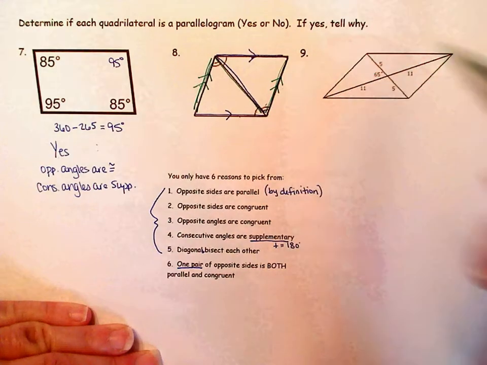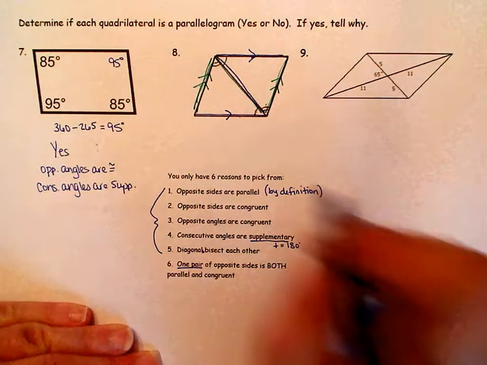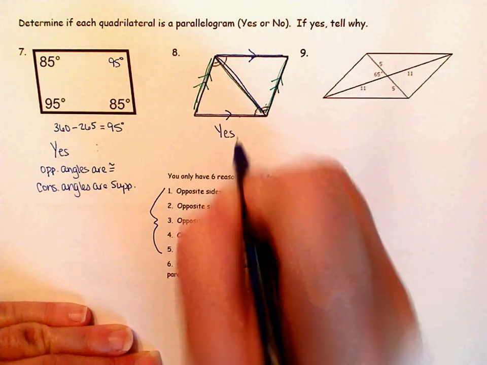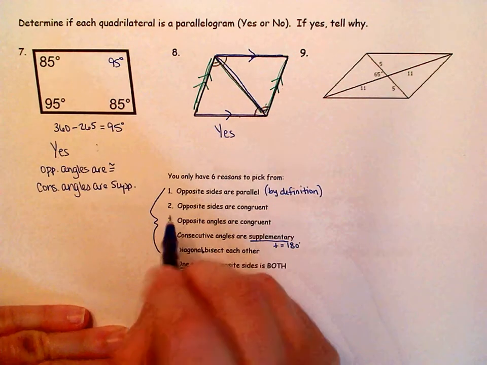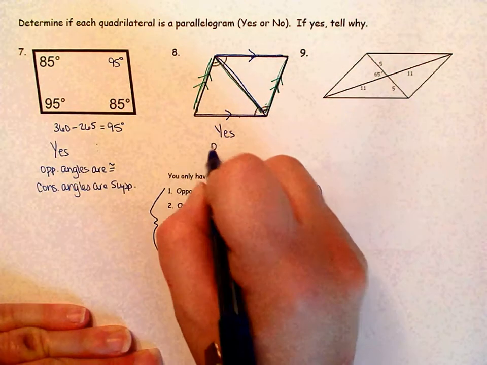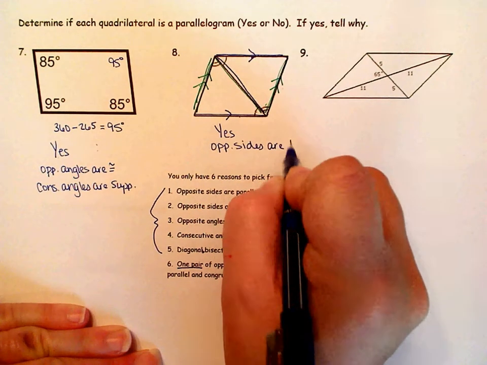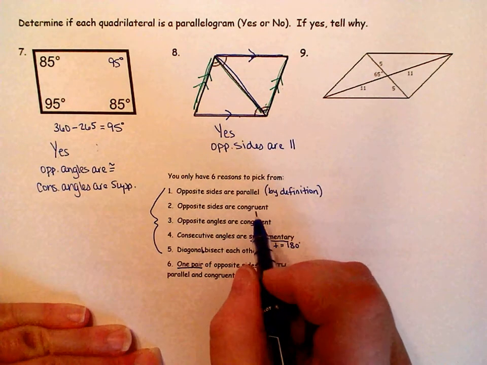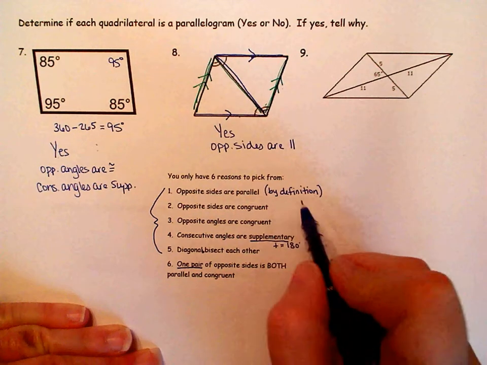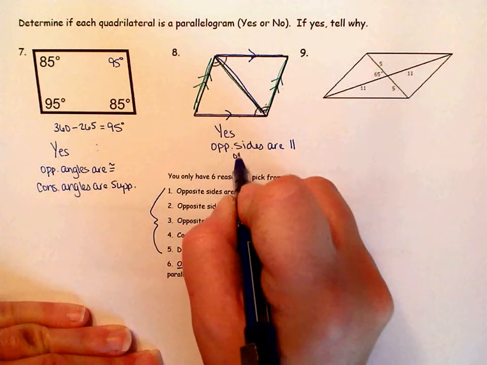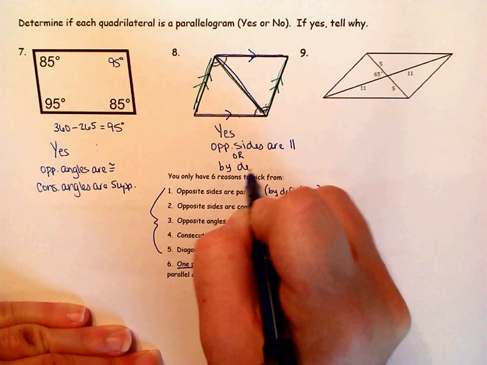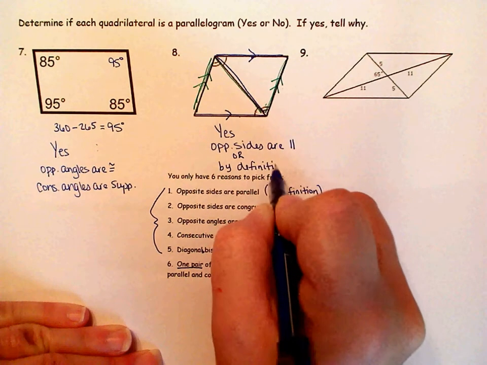So yes, this is a parallelogram, and you have 2 ways of giving the why on this one as well. You can either state in words that the opposite sides are parallel. Remember, both pairs have to be parallel to use that reason, not just one. Or since that's the definition of a parallelogram, you could just say by definition. So either one of those would be fine for your reason why.